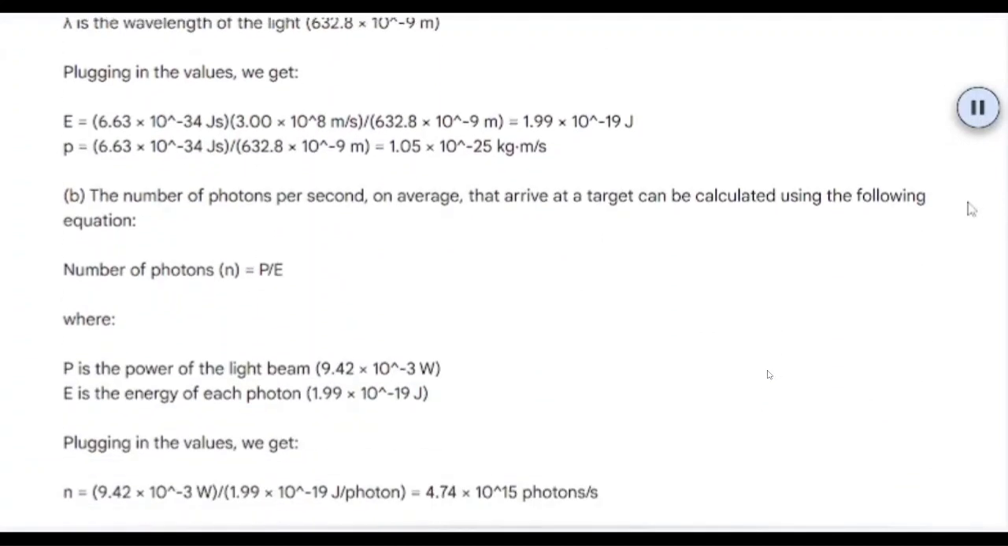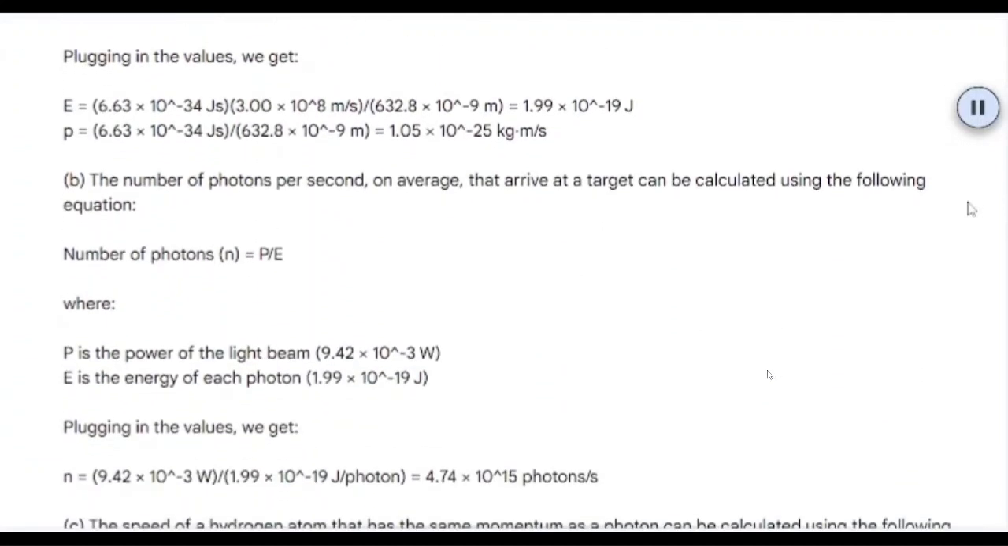Plugging in the values, we get E equals 6.63 times 10 to the minus 34 Js times 3.00 times 10 to the 8 meters per second over 632.8 times 10 to the minus 9 meters, equals 1.99 times 10 to the minus 19 J. P equals 6.63 times 10 to the minus 34 Js over 632.8 times 10 to the minus 9 meters, equals 1.05 times 10 to the minus 25 kilograms meter per second.